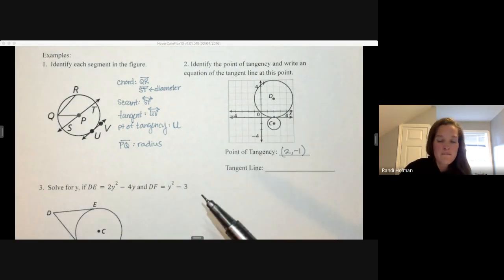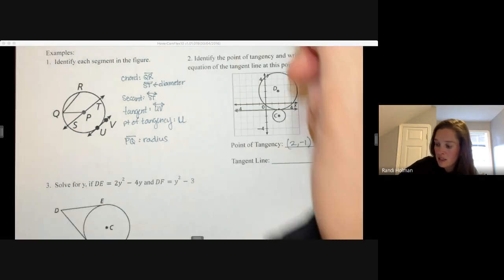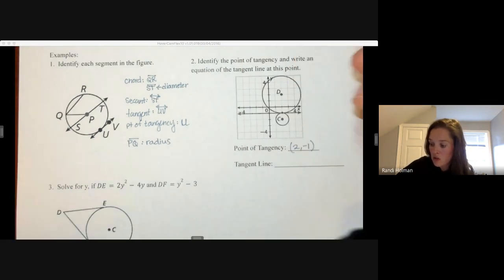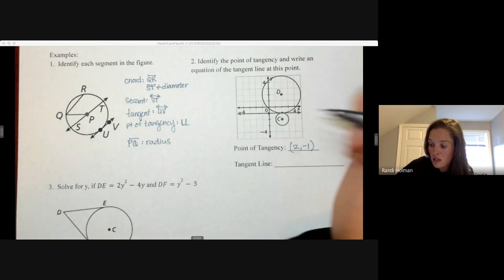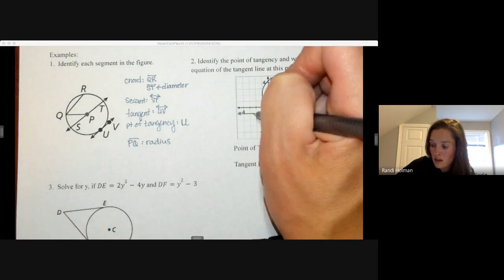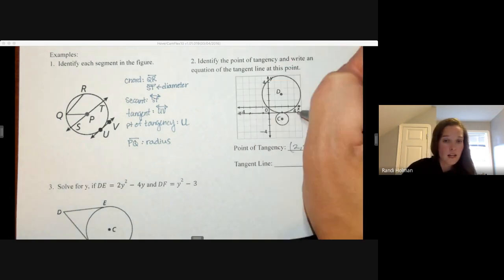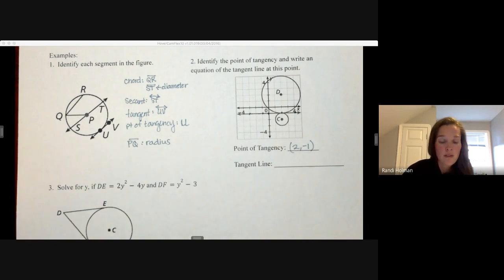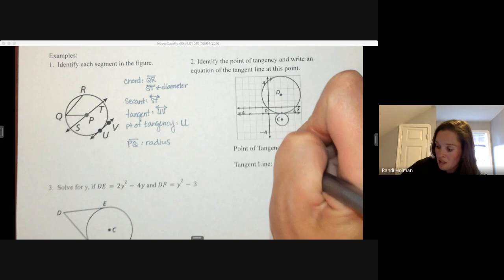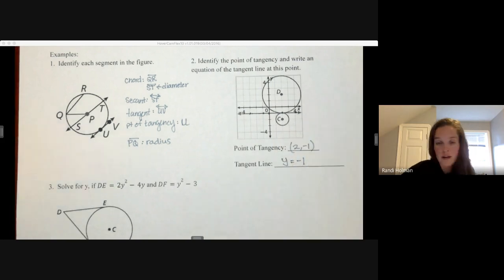So if you forget the equation of horizontal lines, think about some points here. We already said it goes through 2, -1, but it also goes through 0, -1, and -1, -1, and -3, -1, and 4, -1. What do all of those points have in common? They all have a y value of -1. The line is just y equals -1.